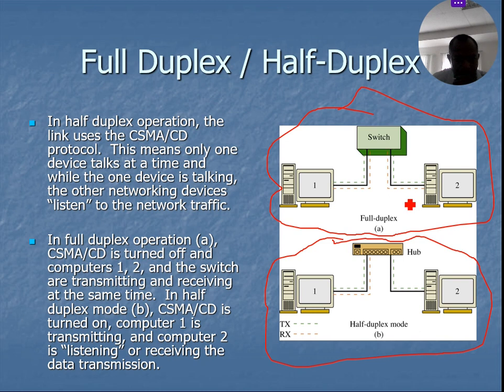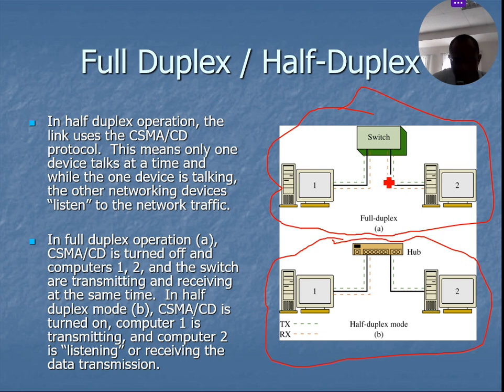The CSMA/CD protocol is turned off, and computer 1 and 2 and the switch are transmitting and receiving at the same time. Computer 1 transmits to the switch, receives from the switch. Computer 2 is doing the same thing at the same time, transmitting to the switch, receiving from the switch. So this mode of transmission and reception is called a full duplex mode of transmission.